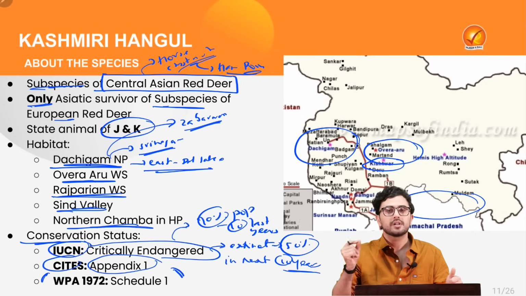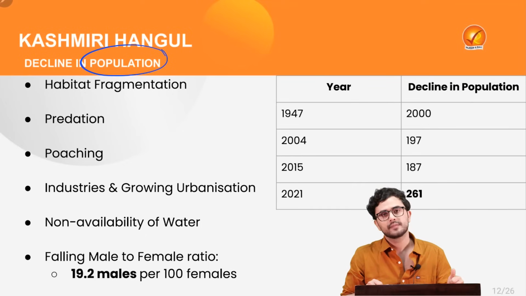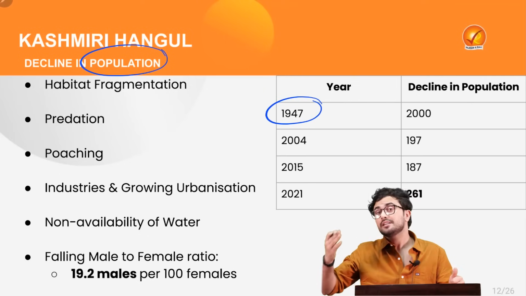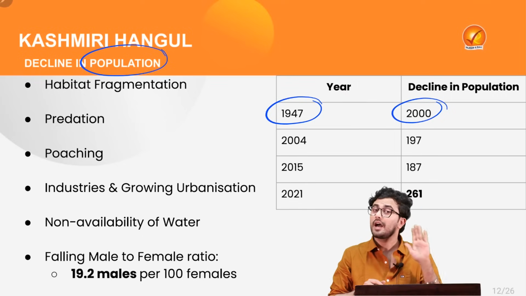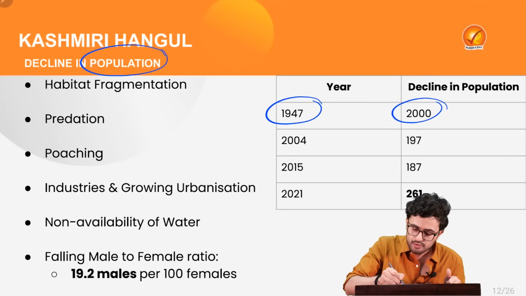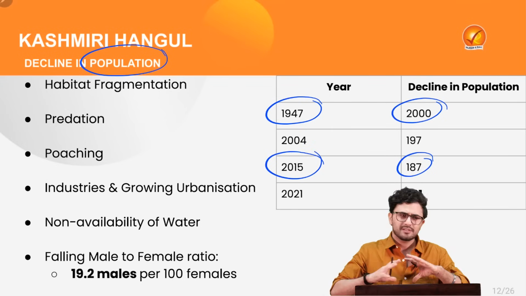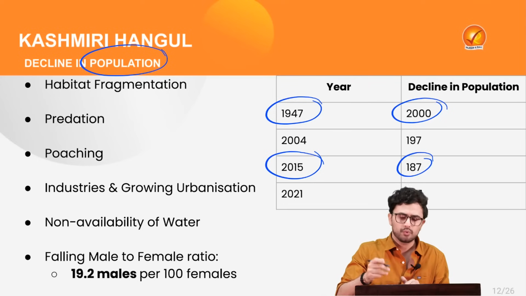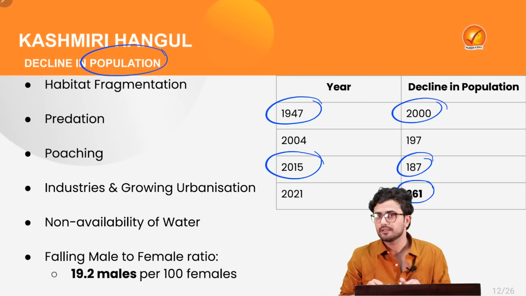So let's try to understand the decline in the population of Hangul. As you can see in the table, in the year 1947 there were around 2000 Hanguls in our country. However, this number declined to as low as 187 in the year 2015. However, with certain steps taken by the government, which we are going to discuss later, the number has shown a gradual increase up to 261, 270 in recent years.